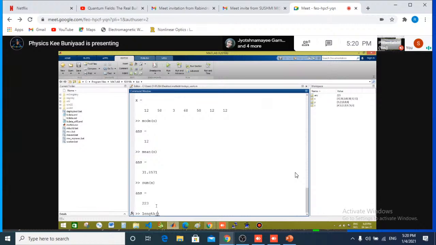Now I hope you can understand the beauty of MATLAB, the power of MATLAB. Instead of writing the program for sum, then divide, find out length, you need not do anything, simply write mean, you get the mean value. That is the beauty of MATLAB.